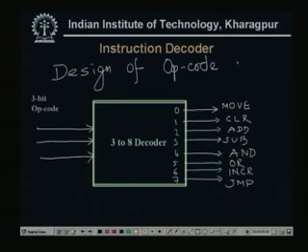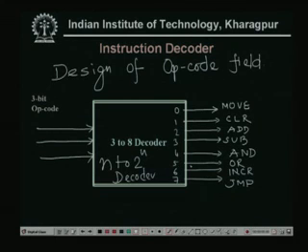The opcode field of instruction set. So, that we need only an n to 2 to the power n decoder for supporting 2 to the power n number of operations for an n-bit opcode.